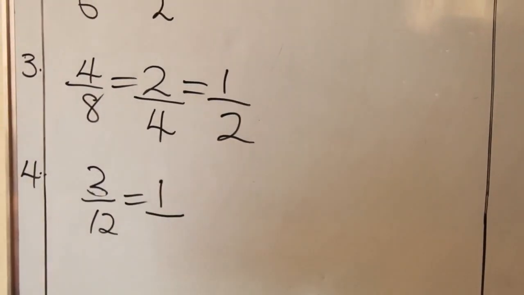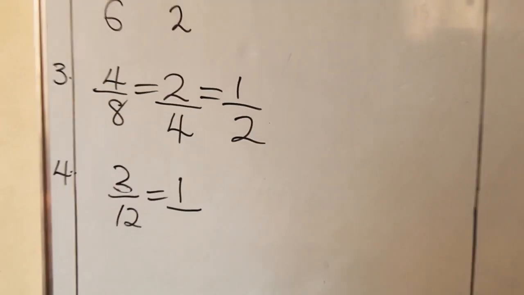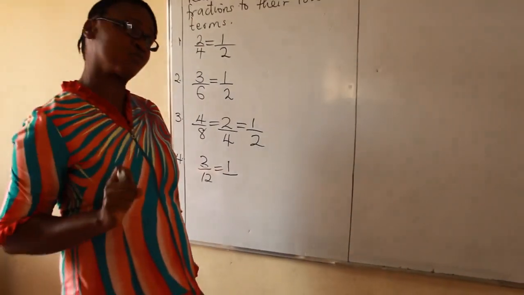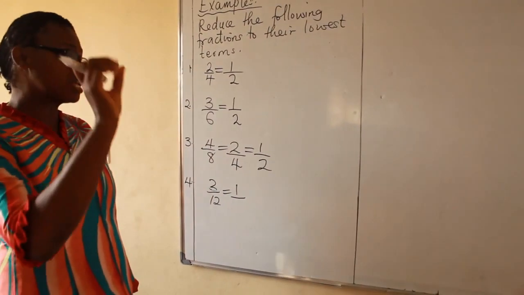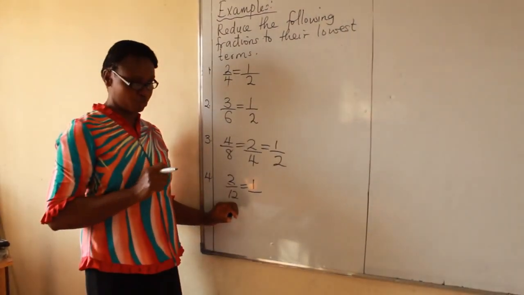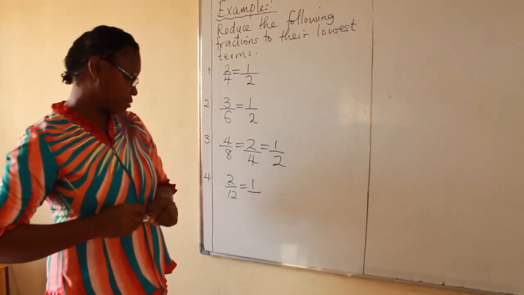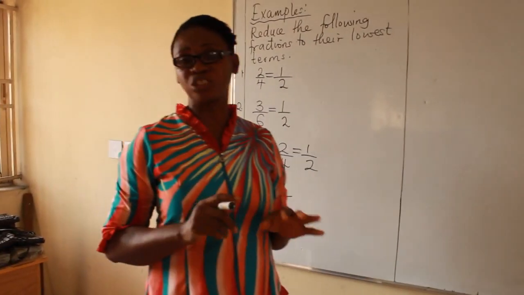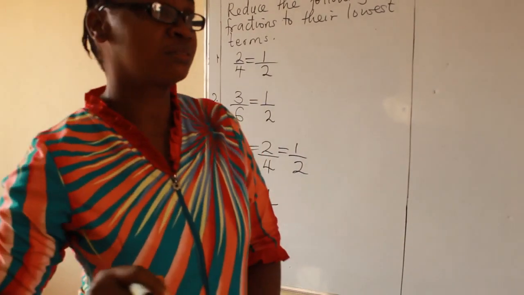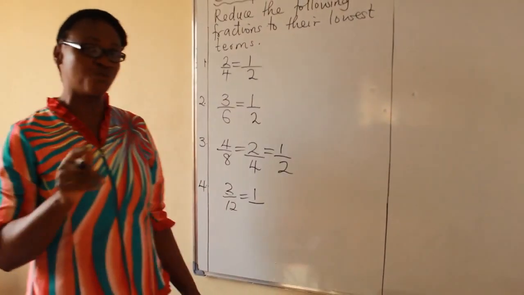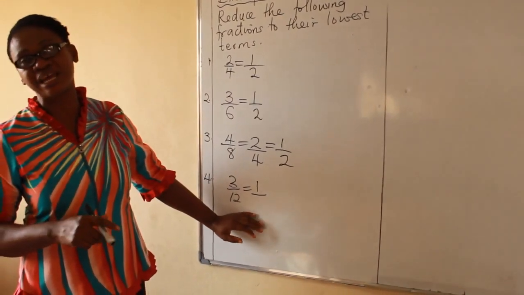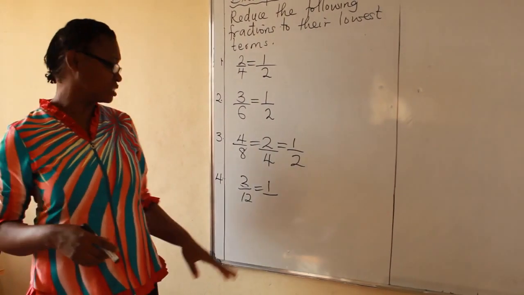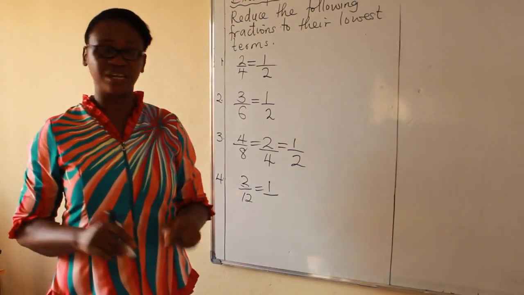For 12, how many times will you draw out 3 from 12? 3 into how many places will give you 12? I told us the other time that you should always remember your multiplication skill. If you know your multiplication table very well, you'll be able to deal with this kind of mathematical problems, which are very simple at your level.